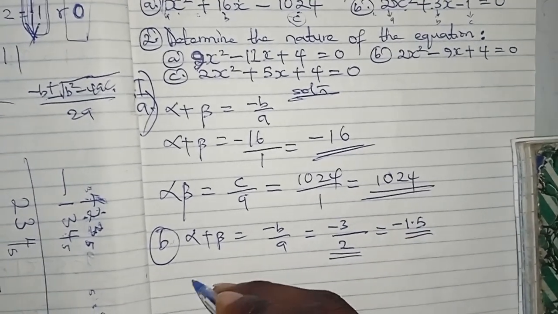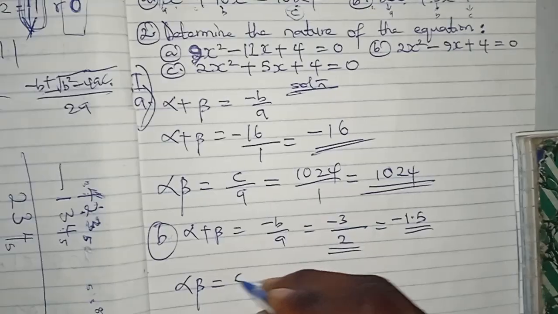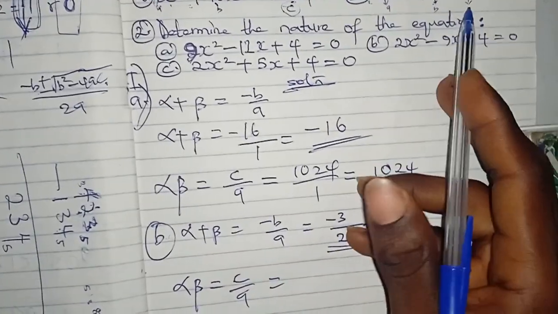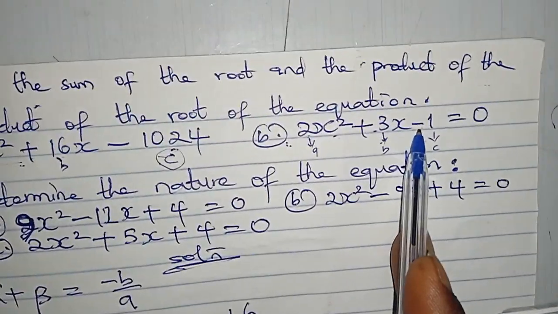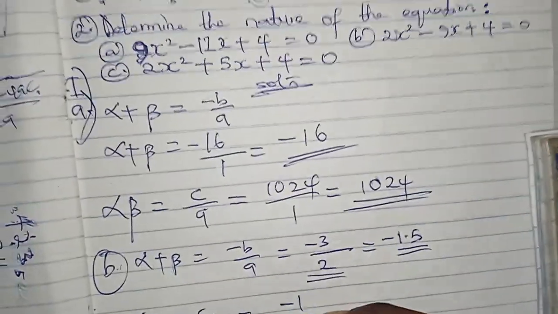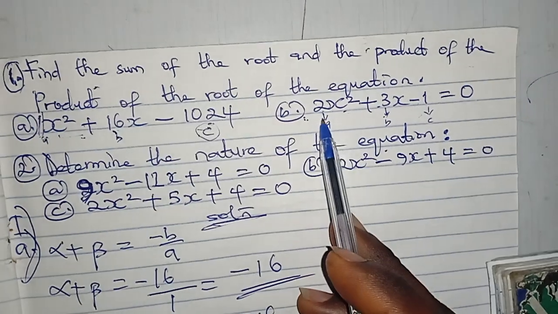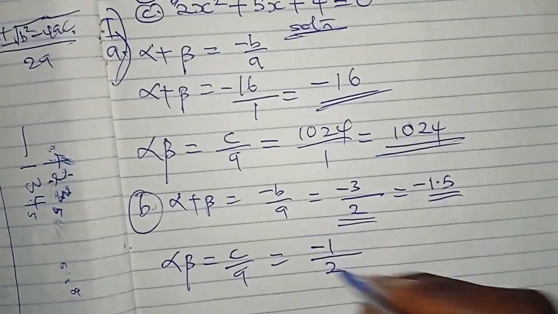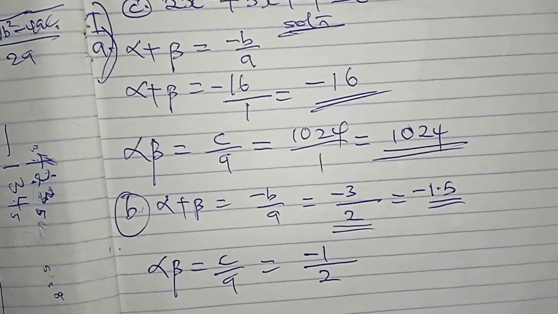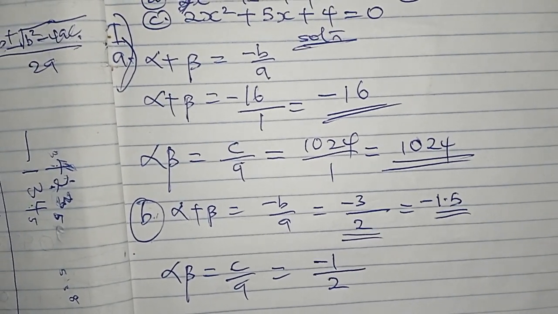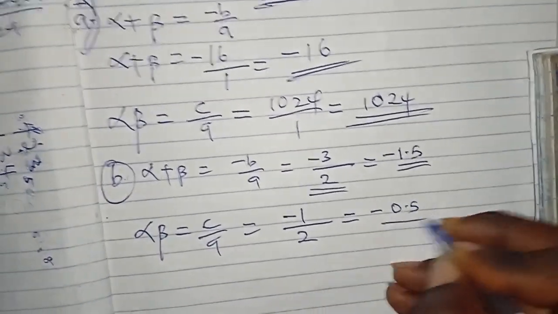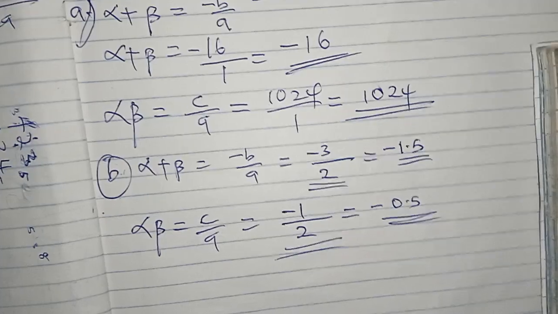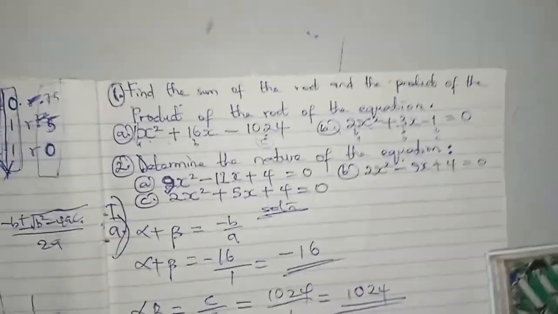Very simple. Then the product of alpha beta is going to be equals to c over a. And here c is minus 1, not just 1, minus 1. All over a, which here is 2. So very simple. And minus 1 over 2, 1 divided by 2 is around 0.5, if you remember. So this is also equals to minus 0.5. But I like leaving my answer in fraction. So that is it. That is how to solve this.